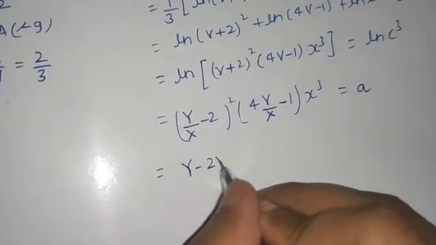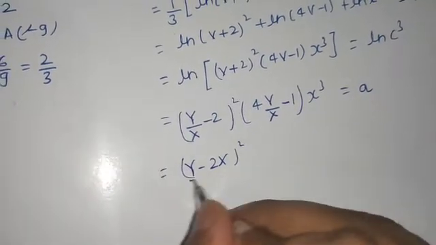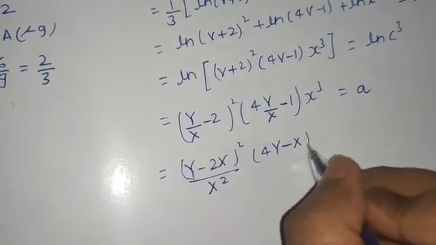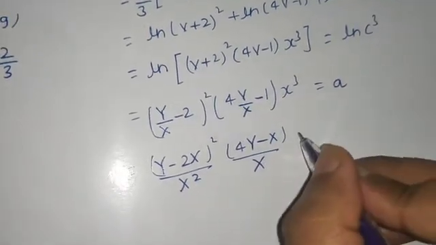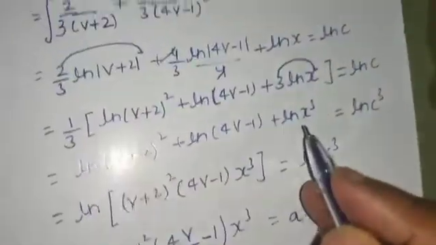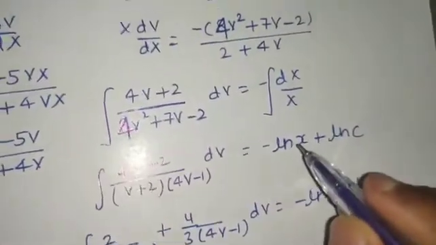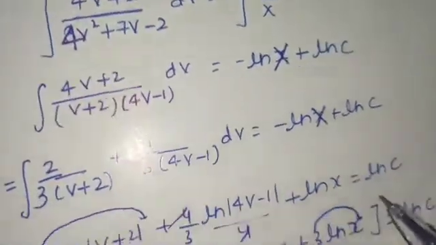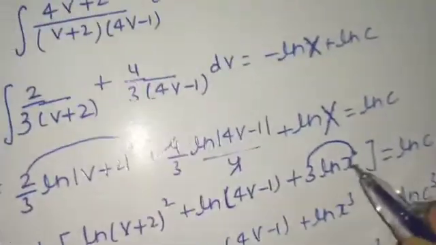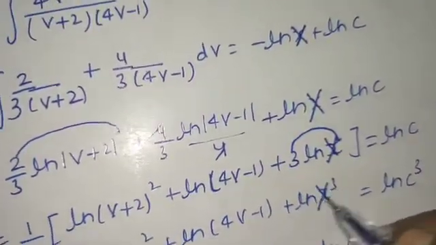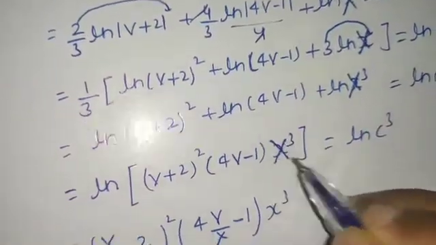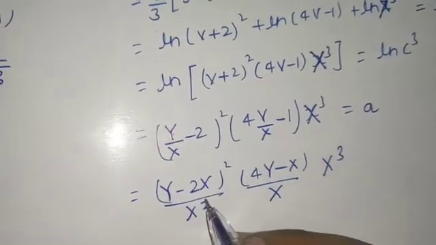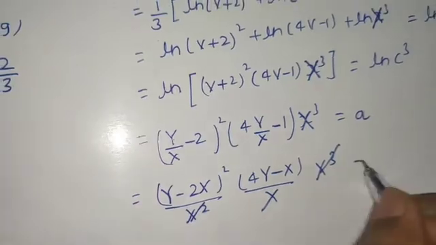So this is (y minus 2x) square divided by x square. This is (4y minus x) divided by x. Okay, and oh sorry, this x actually was capital X, because everything we are doing is in terms of capital X only. So this is capital X, again here also it is capital X, and here also, here also it is capital X. So x cube will get cancelled, equals to a.